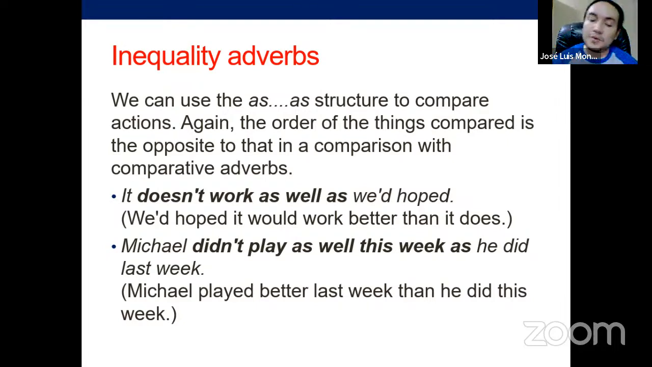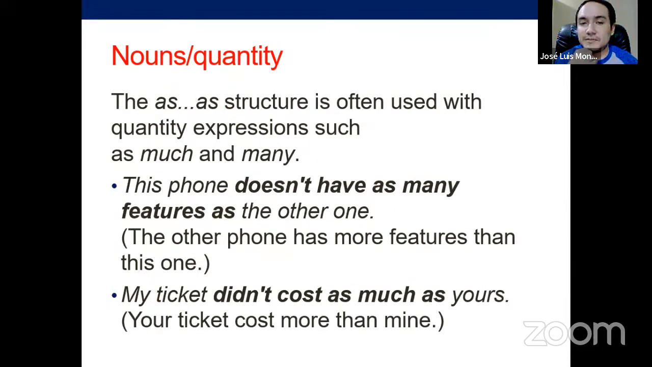So again, we are saying that two things, two places, two periods of time, or anything were not equal or are not equal or will not be equal. Or in this case, the action related to those things is different because we're talking about adverbs. Now, of course, we can talk about nouns. The as structure is often used with quantity expressions such as as much or as many.